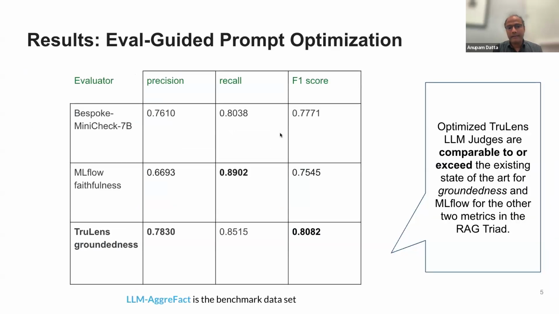And on the next slide, you can see the improvement in the metrics. You'll notice that precision in particular has gone up to 78% from 62%. That's a 16% improvement, very significant. And the F1 score has gone up by 8%. Now these optimized TruLens LLM judges are at or above the level of the state-of-the-art for groundedness, and similarly comparable to the state-of-the-art for the other two metrics in the RAG triad, context relevance and answer relevance.